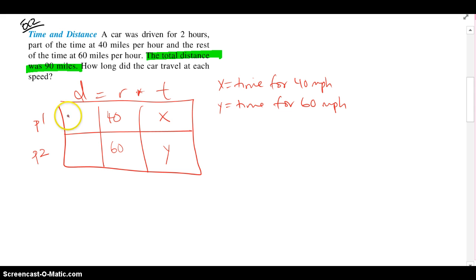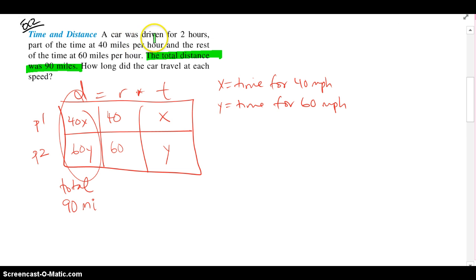Again, I have the rate and the time, I get 40x, the rate and the time, I get 60y. And I have the total distance, so there's one equation. Total distance is 90 miles. I also have this other piece of info.